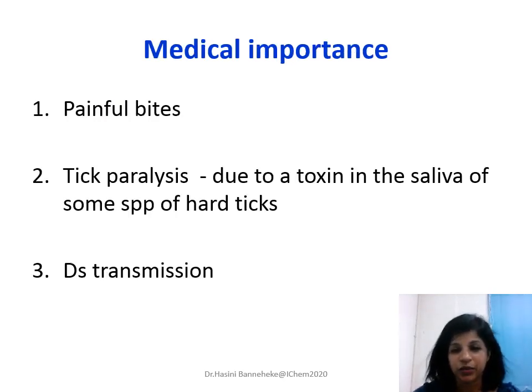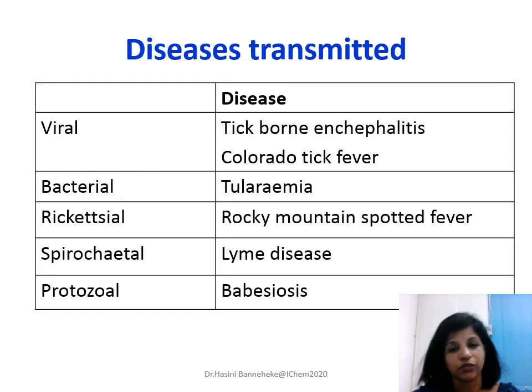So what is the medical importance of hard ticks? Now they also cause painful bites like the soft tick. So painful bites are common to both hard tick and the soft tick. In addition, hard tick cause a condition called tick paralysis. That is of course due to the toxins in the saliva of some of the species of hard tick. So when you get bitten by them, that toxin can cause a kind of paralysis of the body, that is called tick paralysis.